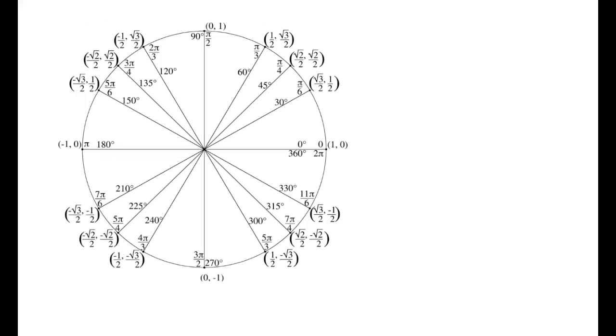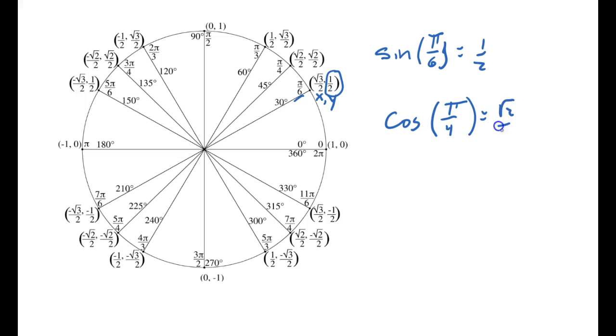Now here's a unit circle with our special angles indicated, and we have x and y coordinates at each special angle. Okay, so remember that your cosine is going to be an x coordinate and your sine is going to be the y coordinate. So for example, the sine of pi over 6 is equal to 1/2 because that is the y coordinate at pi over 6. The cosine of pi over 4 is root 2 over 2 because that's the x coordinate of pi over 4. And the tangent of 0 is 0 because 0 over 1 is 0.